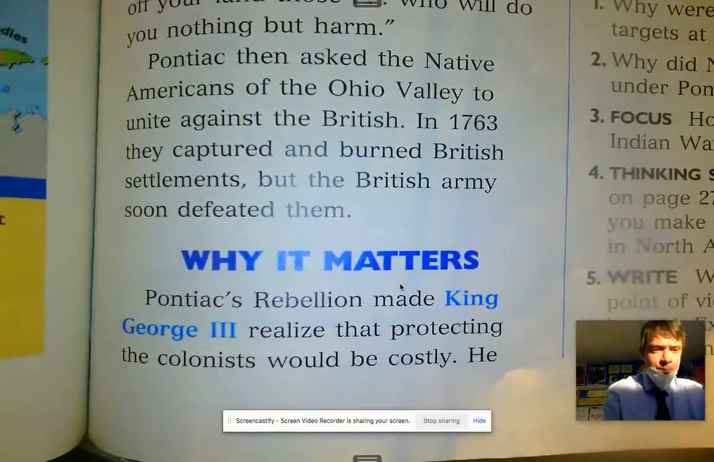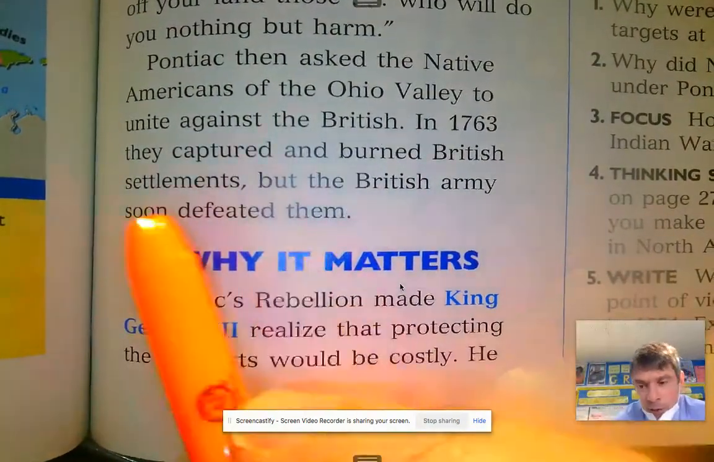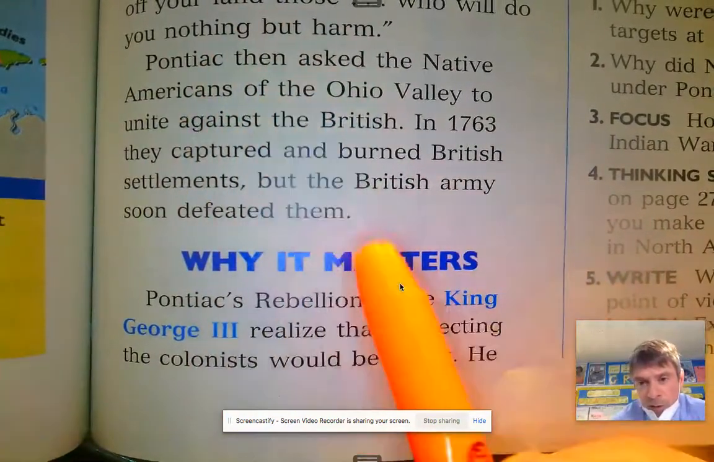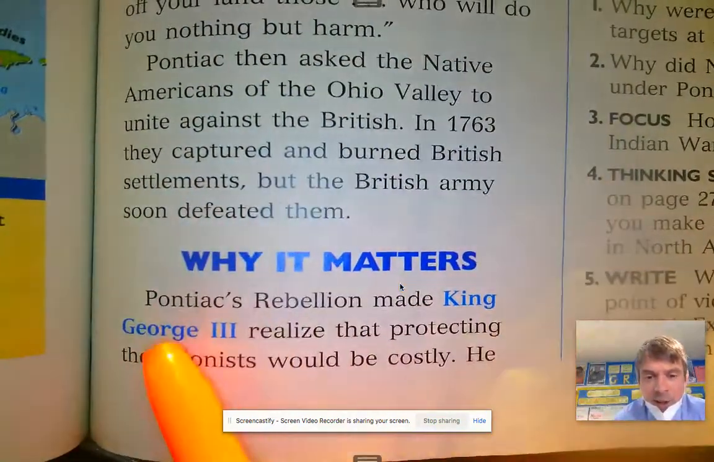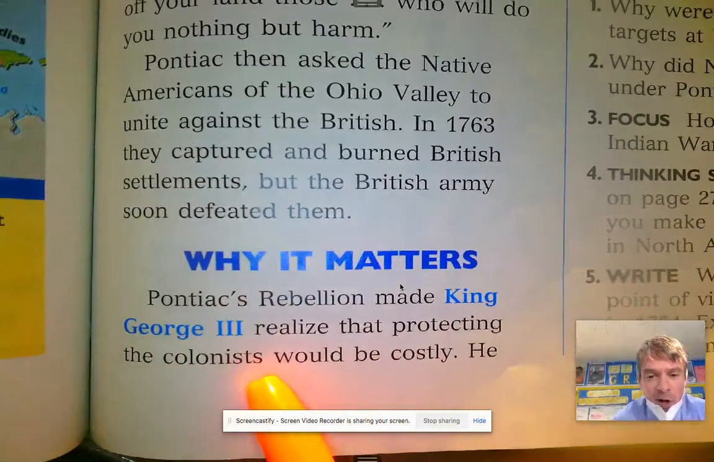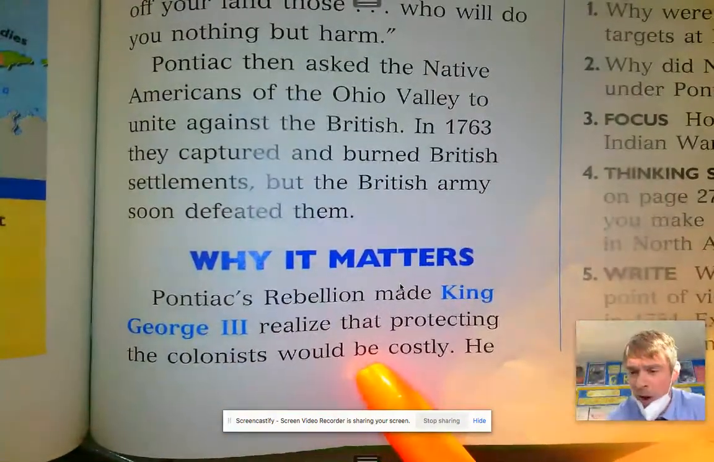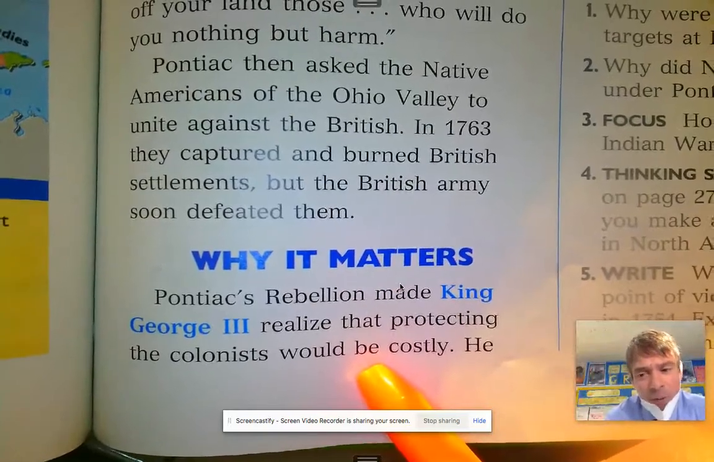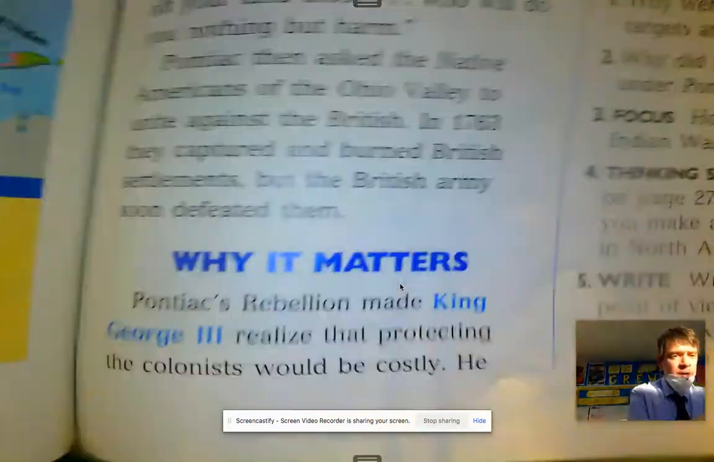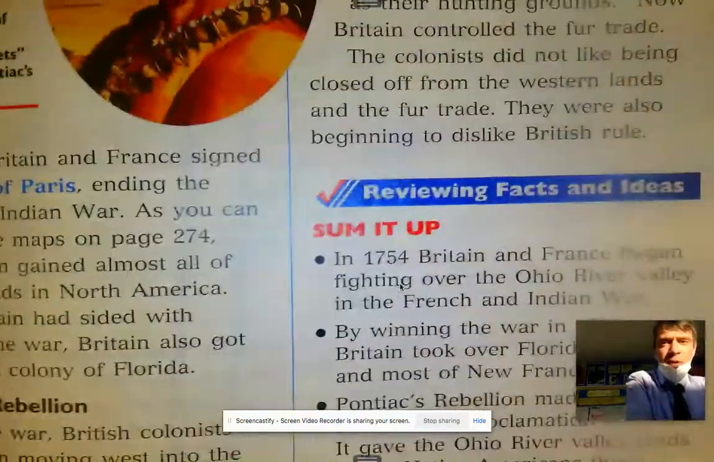Why it matters. Pontiac's rebellion, so this war with the Native Americans fighting against the British, made King George III realize that protecting the colonists would be costly. So King George, way back across the ocean, is like, oh wow, it's going to cost a lot of money, a lot of resources to protect the colonies. So he's like, even though this is way across the ocean, we still need to protect it, but it's not going to be easy.